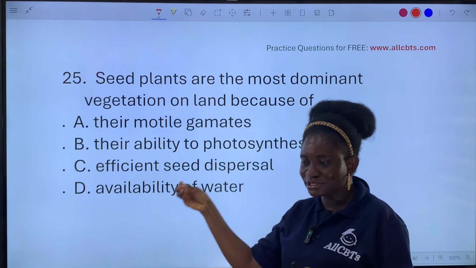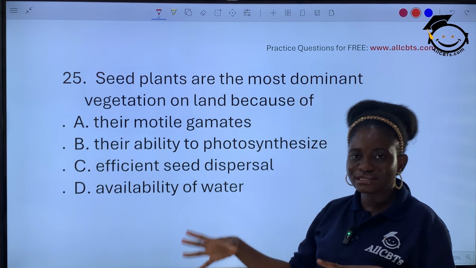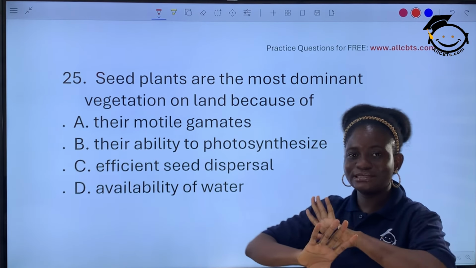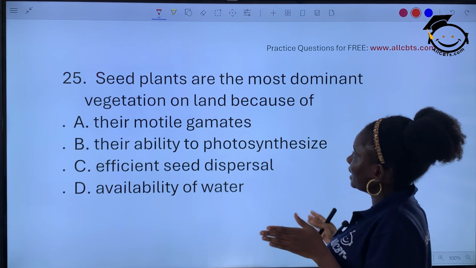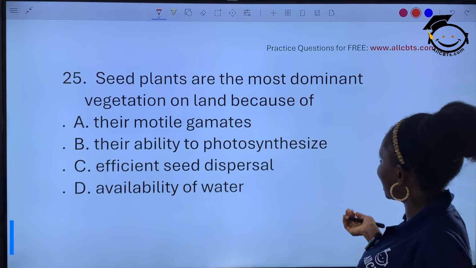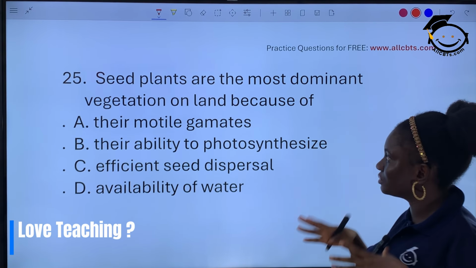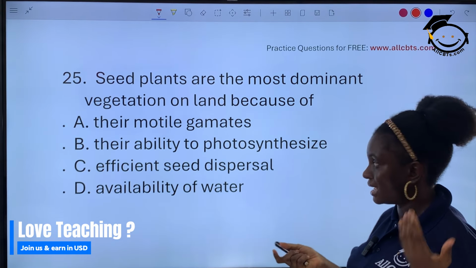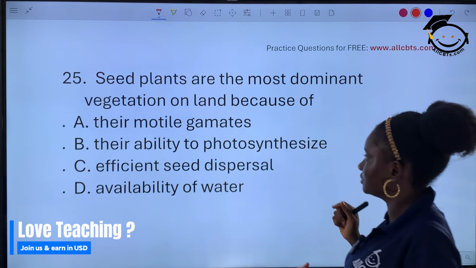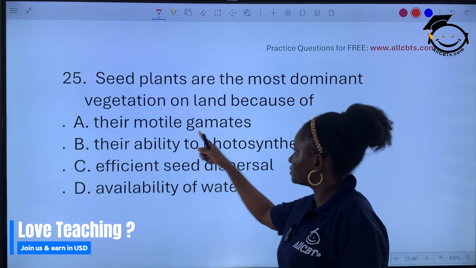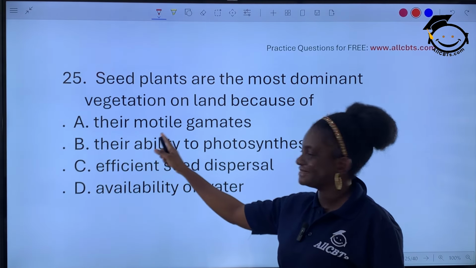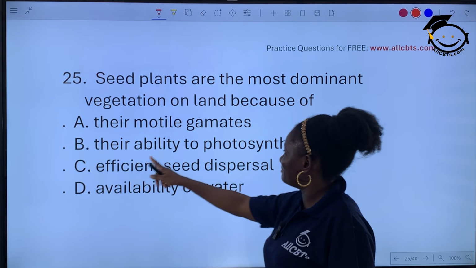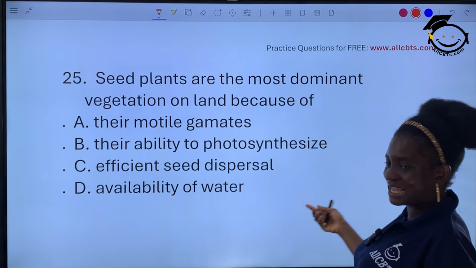The seed, you dispose of it somewhere. So seeds can be dispersed easily. So why do we have seed plants as a dominant vegetation? From my explanation, let's go through the options. Option A, they are motile gametes and they move on their own. B, the ability to photosynthesize.